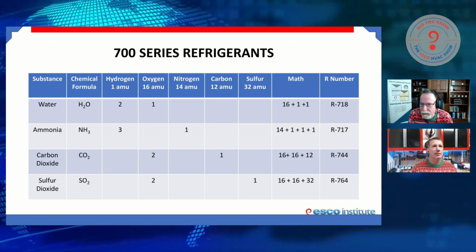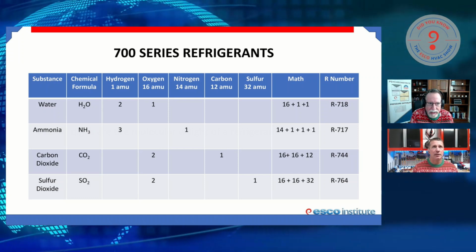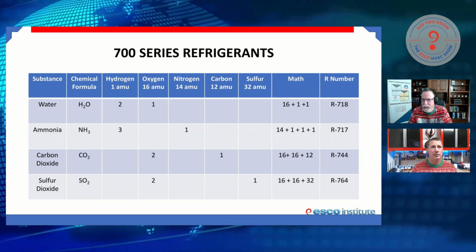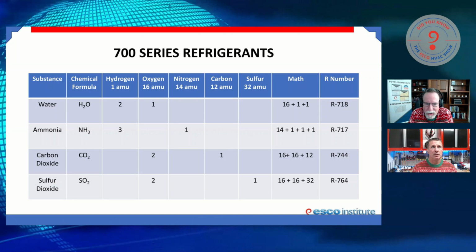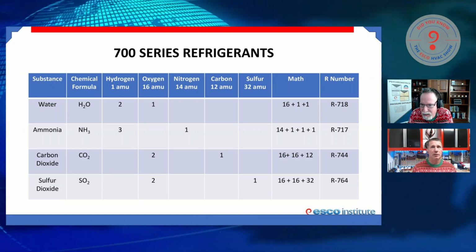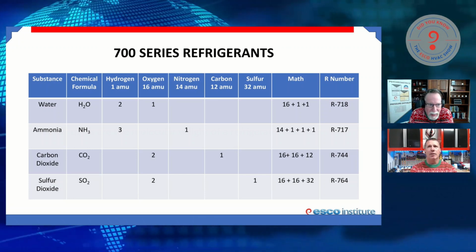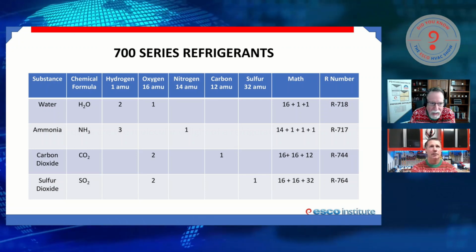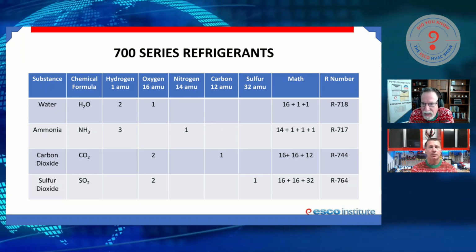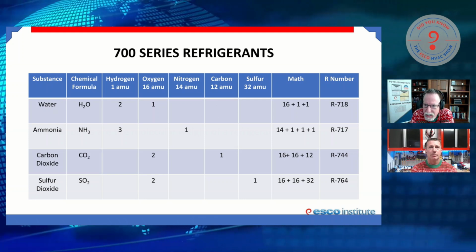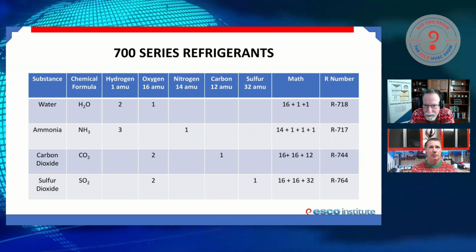So ammonia, NH3. The weight of a nitrogen atom is 14 atomic mass units. With 3 hydrogens, 1 + 1 + 1 + 14 is 17. And the refrigerant number for ammonia is R717. So CO2, for example, is 1 carbon and 2 oxygen. A carbon atom weighs 12 atomic mass units. Oxygen weighs 16. With 2 oxygens, 16 + 16 + 12 is 44.